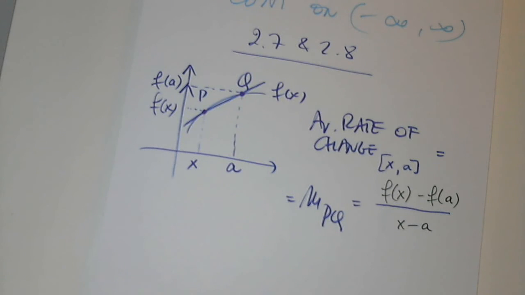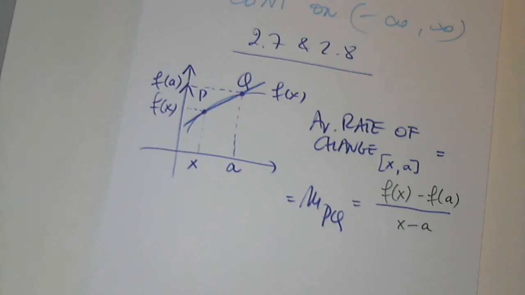Now, if I bring Q closer and closer to P, not P, right? Q is not P, so I cannot just overlap. But I can bring it closer and closer and closer. What am I really trying to determine? Instantaneous velocity. Exactly, or the slope of the tangent line at P.